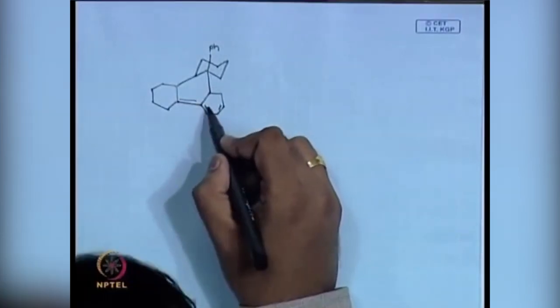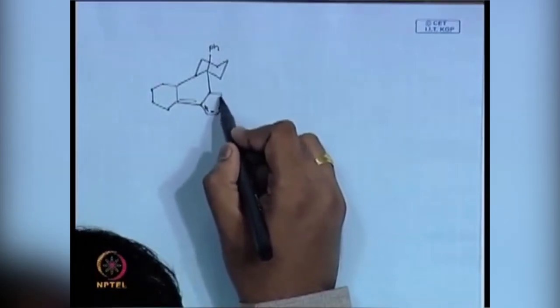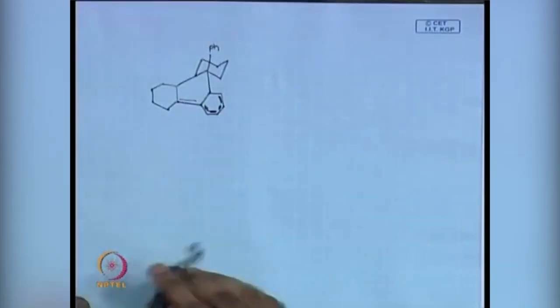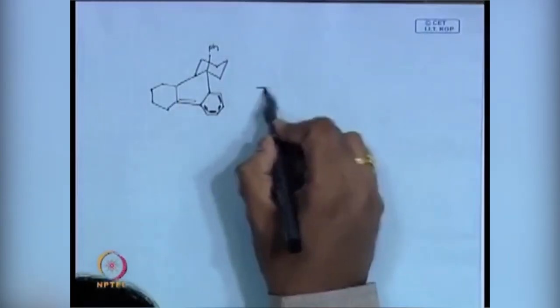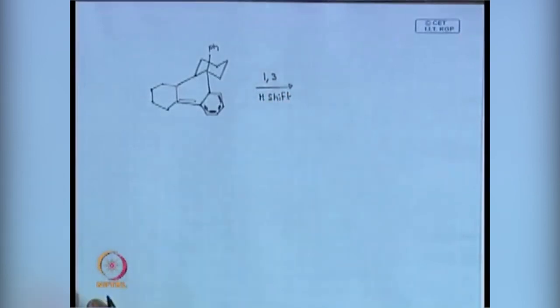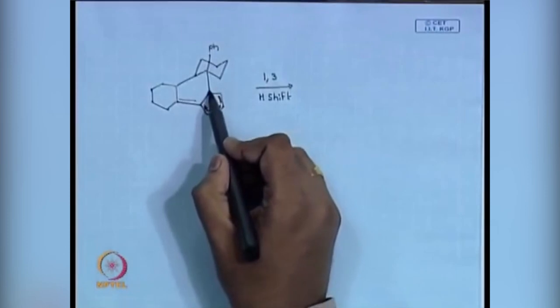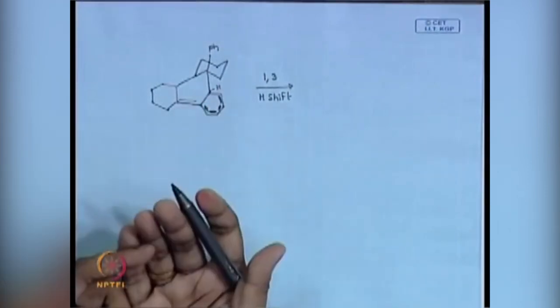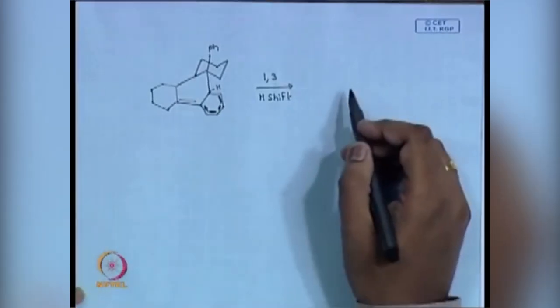There's a little bit of change in the double bond. So I get a system like this, 4 plus 2. So what happens? In this case, your aromaticity should come back again. So you have a system like this. Now, just think of doing a 1-3 hydrogen shift. From where? See, I want to push this. There's nitrogen here, I can move here, so it can become aromatic. So I can do a 1-3 hydrogen shift. Then it becomes a very stable molecule.